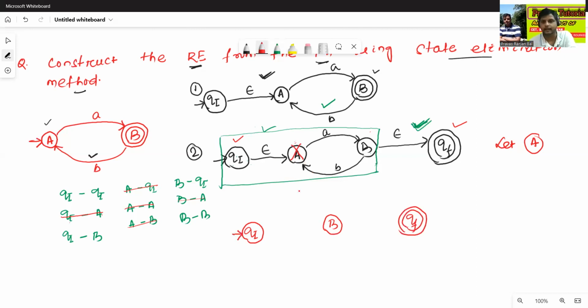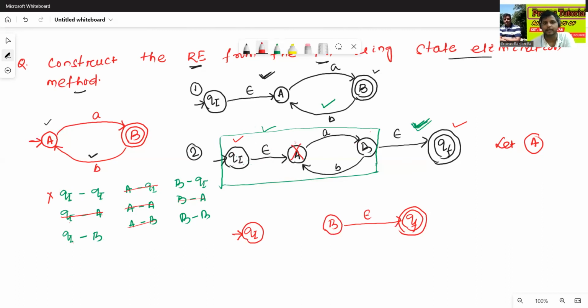Now, from B to QF, what is the path? Epsilon. B to QF, the path is epsilon. Just keep it. Now we have to check Q to Qi. Initially, Q to Qi, is there any path? No, there is no path. So just remove it.